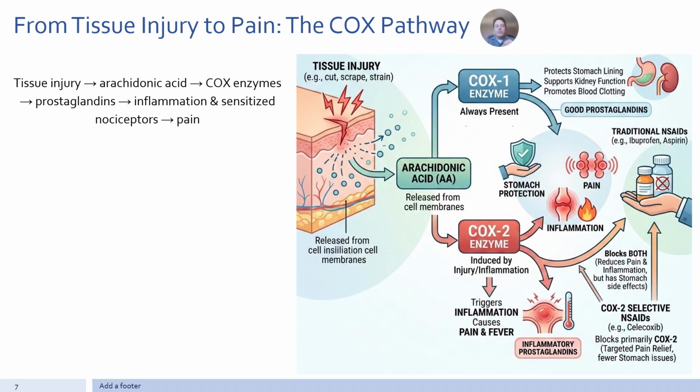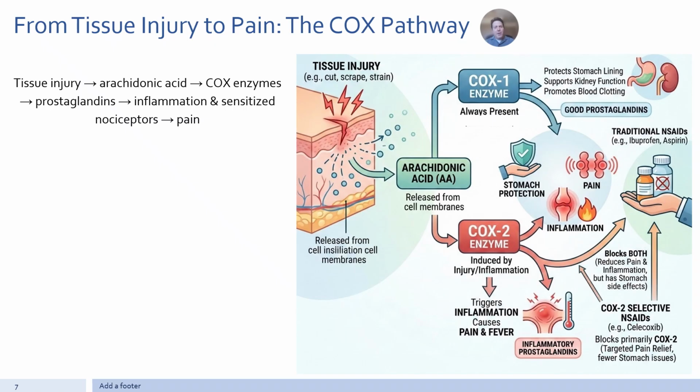So you have a tissue injury which leads to a release of arachidonic acid, and that releases COX enzymes. These COX enzymes then release prostaglandins. The prostaglandins create inflammation and they sensitize those nociceptors, which results in pain and inflammation. And this can be helpful. It's the body's way of saying, hey, buddy, pay attention over here. But what the body can do, it can also overdo.